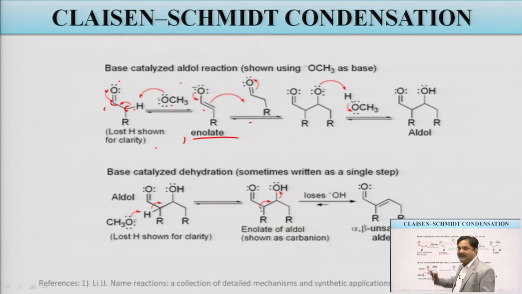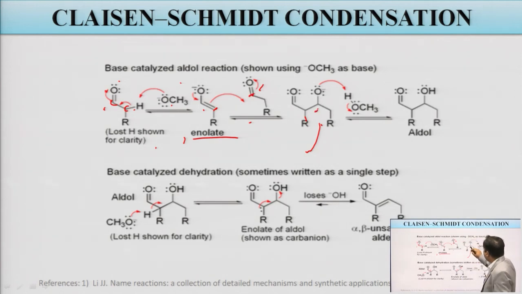Once the enolate ion is formed, now the second carbonyl compound comes in, and again there is a carbonyl group. We know that the carbonyl group has a double bond between oxygen and carbon, which is a polar bond. Because oxygen is more electronegative, it attracts the electrons towards itself and this carbon becomes positively charged. When this carbon becomes positively charged, these electrons will be utilized to form a new bond between this carbon and this carbon, and we get another anion.